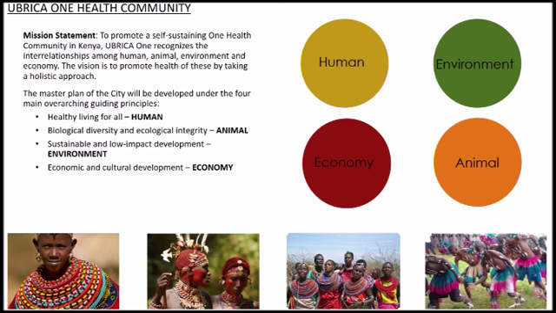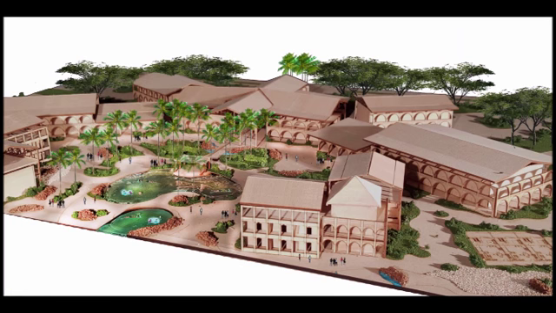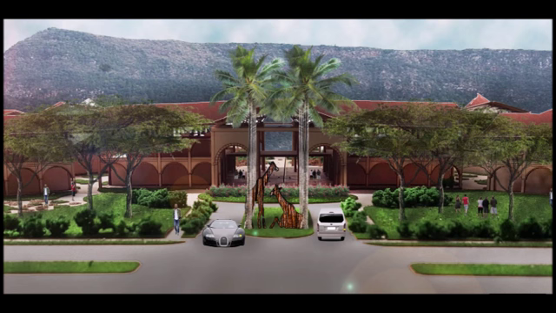Ubrica One Health is a movement aiming to unify the interrelationships amongst humans, animals, the environment, and the economy by creating a relaxing getaway where tourists can learn about the Kenyan culture, jobs for the local people, and a sanctuary where animals are free to roam, all while still preserving as much of the land as possible.